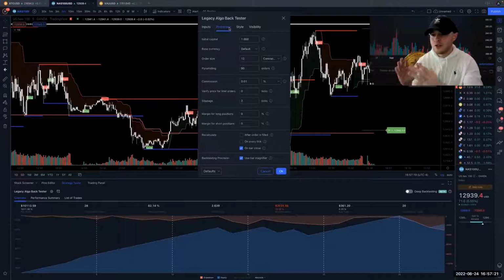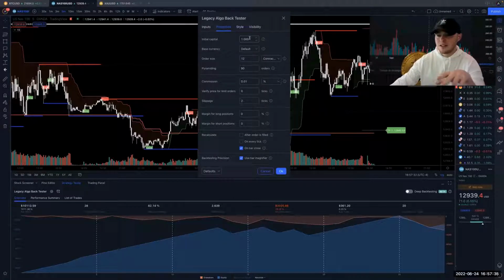If you go to properties, once you guys go to the Legacy Algo Backtester for TradingView, this is where your initial deposit would be. So if you want to base your backtesting report off of $1,000, or if you want to base it off of 10,000, 100,000, you guys can mess with the settings there to see what the results would be like. And then obviously the lot size and stuff like that would be here, percent of equity, etc. So I have it on 12 lots, $1,000 account with the 1% commission.